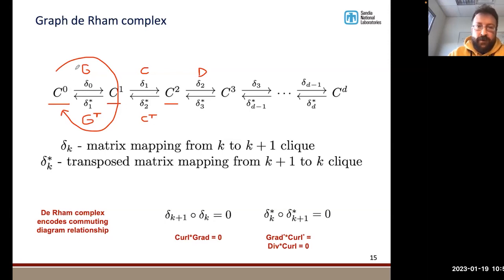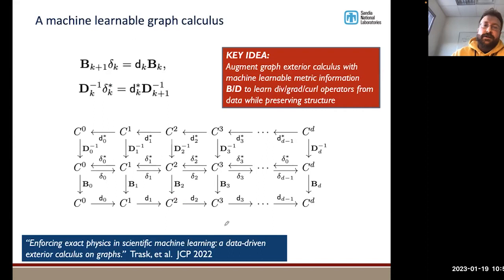So if you go from here to here, and then here to here, that amounts to taking the curl of the gradient, and that's equal to 0. Right? So you go along 2 edges, that's equal to 0. If you go along the bottom, you have the same property. That would be the div of curl is equal to 0. So the key idea about all the machine learning stuff is we take that graph calculus and we introduce machine learnable information that kind of rides on top.